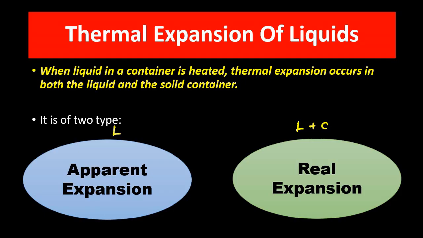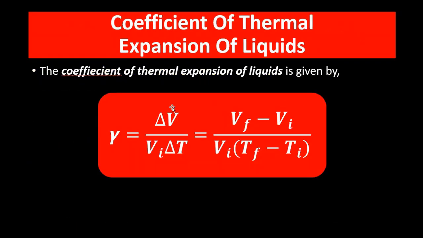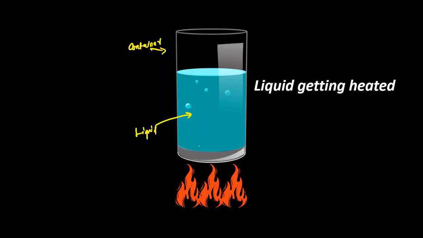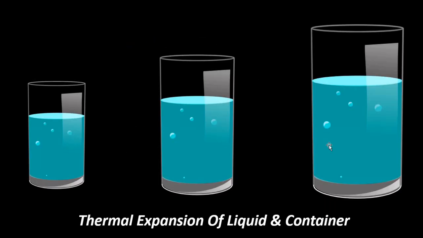Okay, so here this is the coefficient of thermal expansion of liquids, that is delta V by Vi delta T, where delta V is the change in volume, delta T is the change in temperature, Vi is the initial volume. So here what happens is that as the container is heated, the liquid also expands. As you can see, the liquid is getting expanded, thermal expansion of liquid, and the container size is also increasing. Okay, thermal expansion of both the liquid and the container along with it.